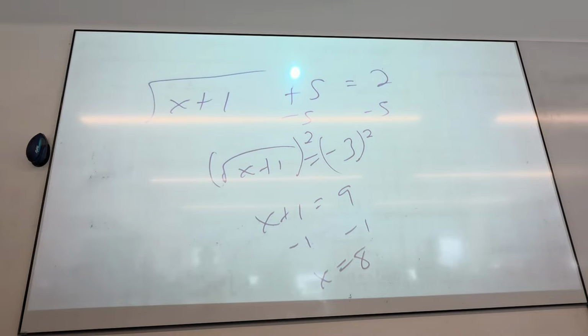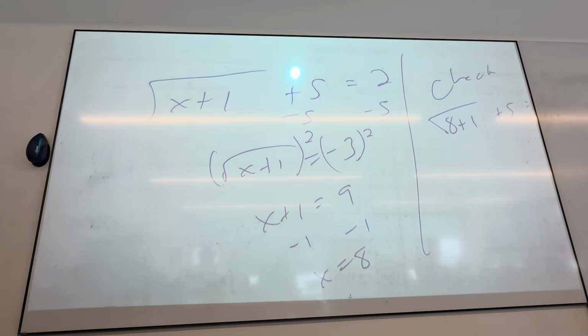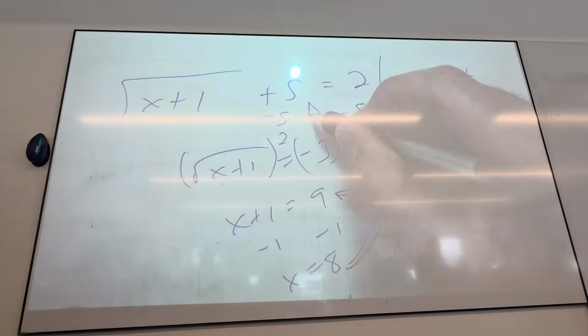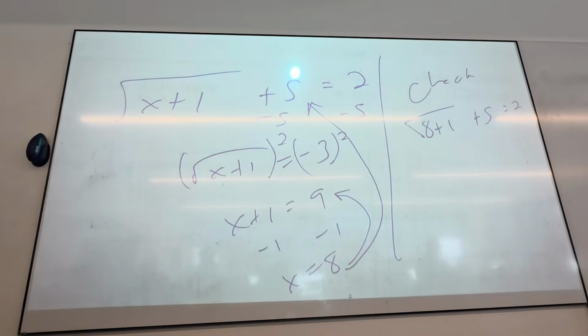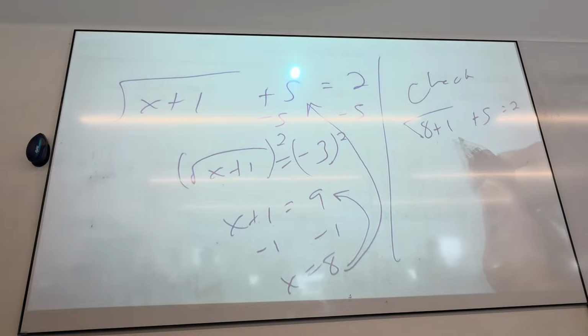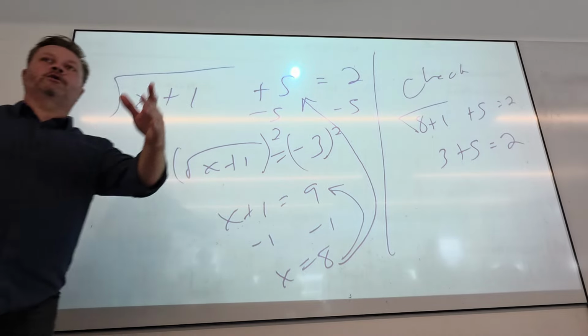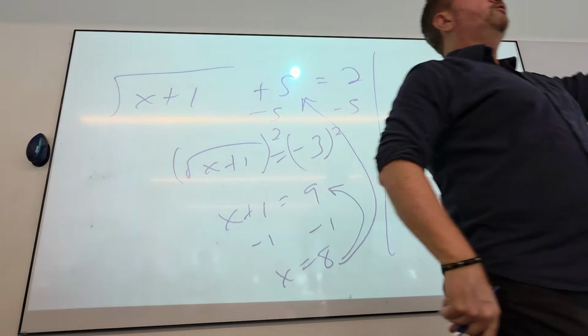Yes? Okay. If I plug that in, let's check it. Square root of 8 plus 1 plus 5 equals 2. Don't check it here. Check it here. You always have to check your answer in the original problem. Square root of 8 plus 1, square root of 9 is 3, plus 5 is 3 plus 5 equal to 2? No, so that's why there's no solution. The only possible solution didn't work.